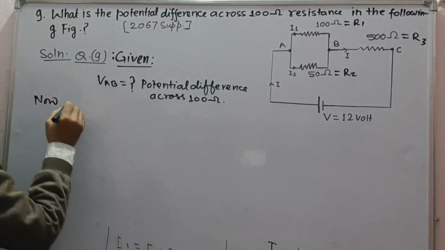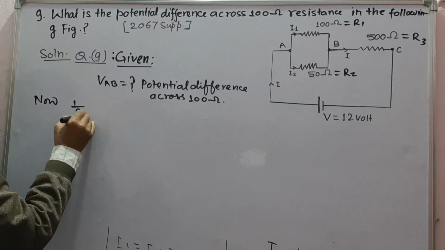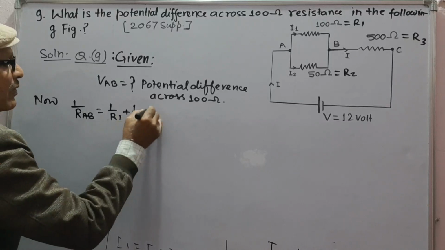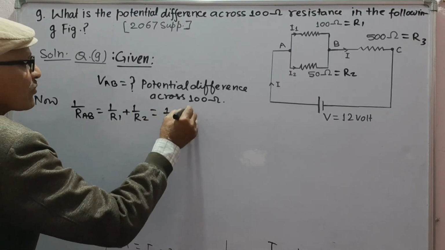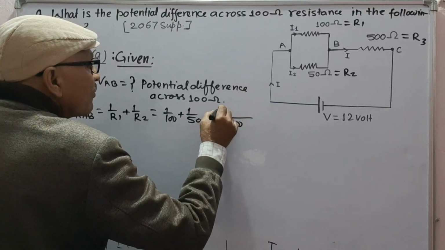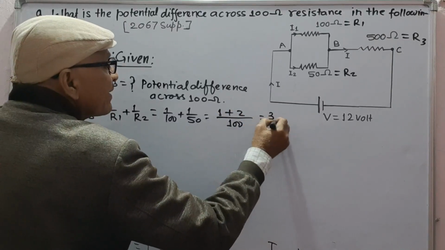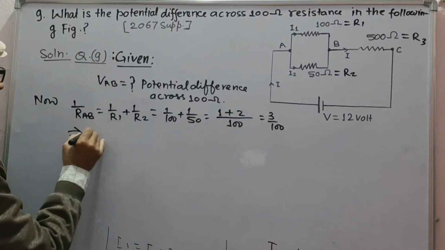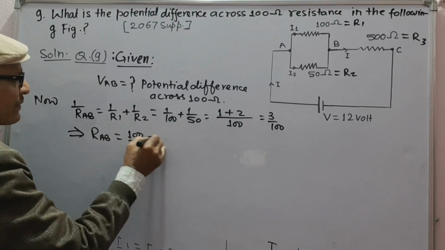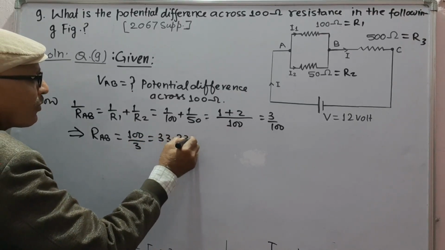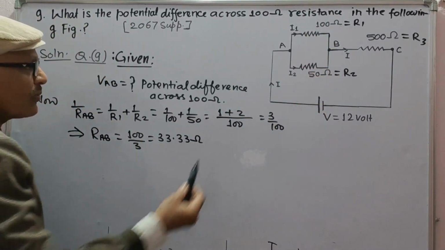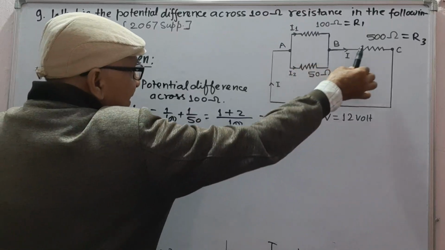R1 and R2 are in parallel, therefore 1 upon RAB will be equal to 1 upon R1 plus 1 upon R2, 1 upon 100 plus 1 upon 50, 100 is LCM, 1 plus 2 means 3 upon 100, which gives RAB as 100 upon 3, 33.33 ohms, means resultant of these two resistances is 33.33 ohms.